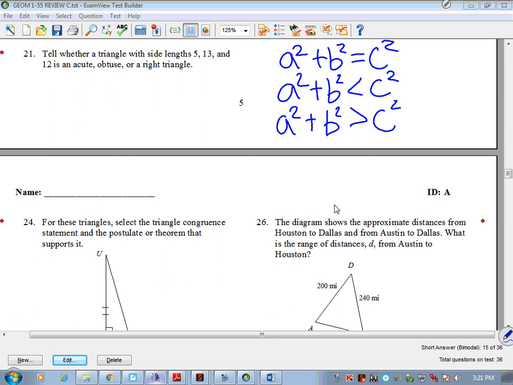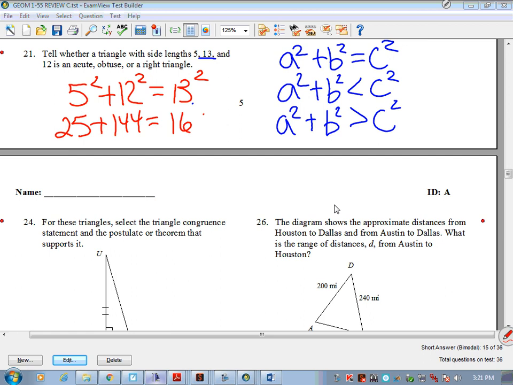So the first thing we want to do is identify the largest side. All right, and then we're going to set everything else up. So 5 squared plus 12 squared equals 13 squared, and we solve to see if they're equal, less than, or greater than. So 5 squared is 25, 12 squared is 144, 13 squared is 169. 25 plus 144 equals 169, and because these things equal each other all the way across, we know that we are dealing with a right triangle.